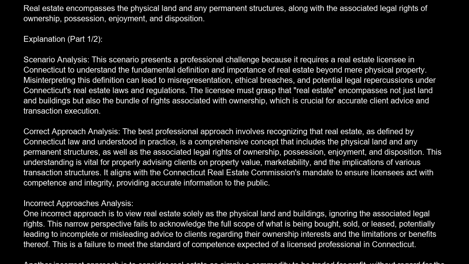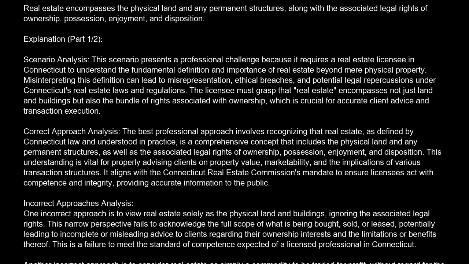One incorrect approach is to view real estate solely as the physical land and buildings, ignoring the associated legal rights. This narrow perspective fails to acknowledge the full scope of what is being bought, sold, or leased, potentially leading to incomplete or misleading advice to clients regarding their ownership interests and the limitations or benefits thereof. This is a failure to meet the standard of competence expected of a licensed professional in Connecticut.